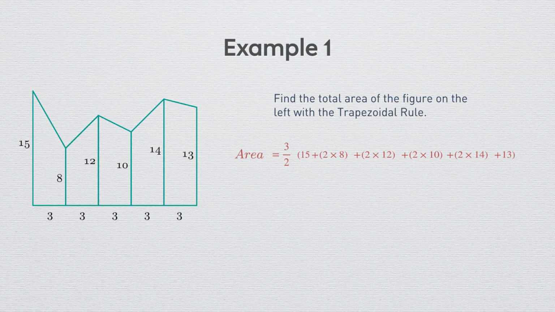Now let's count the ones in the inner parentheses first. 2 times 8 is 16, 2 times 12 is 24, 2 times 10 is 20, and 2 times 14 is 28. And then add all of these guys, which is 116. And then finally multiply that with 3 over 2, that makes it 174. So the total area is 174. That is pretty straightforward, right?